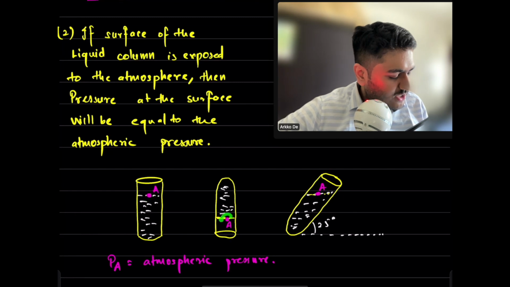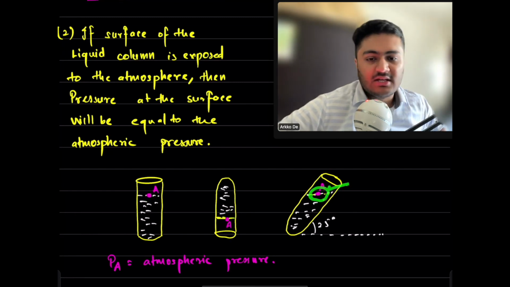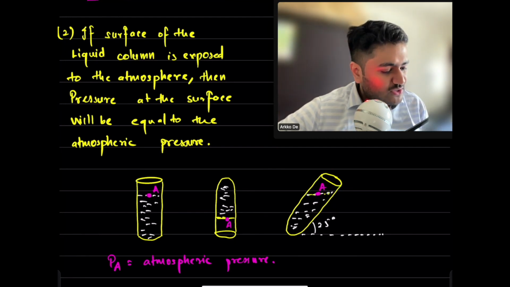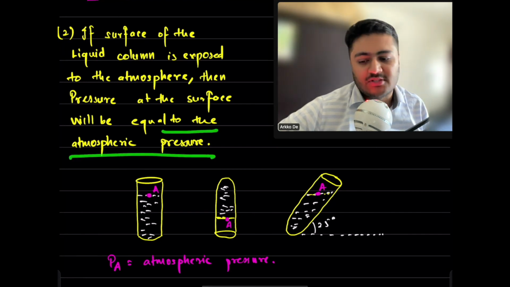Again, the pressure at point A will also be atmospheric pressure, and the pressure at point A will also be atmospheric pressure. So if the surface of the liquid column is exposed to the atmosphere, the pressure at the surface will always be equal to the atmospheric pressure.